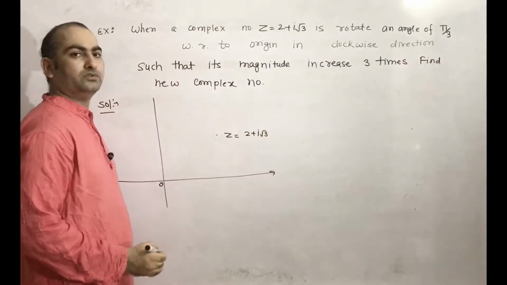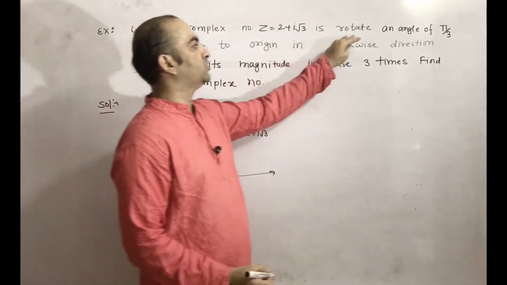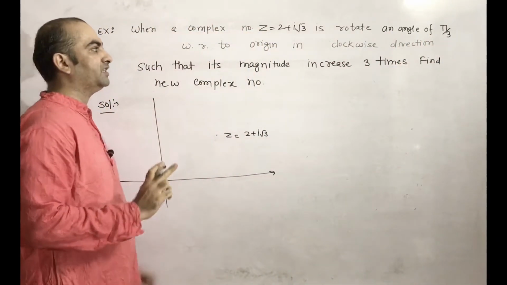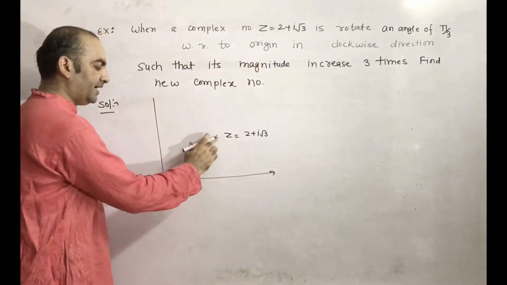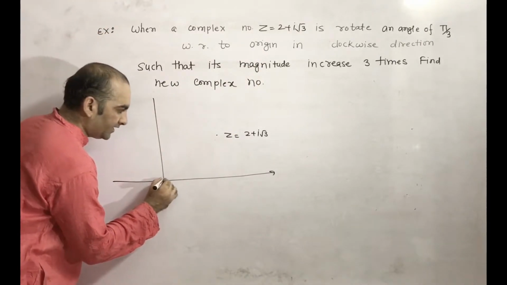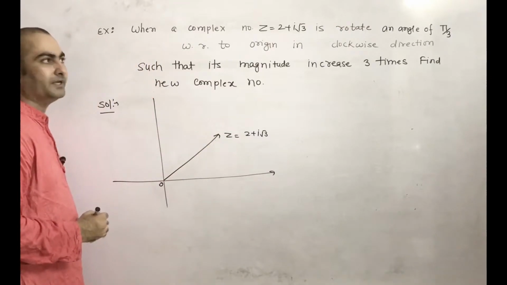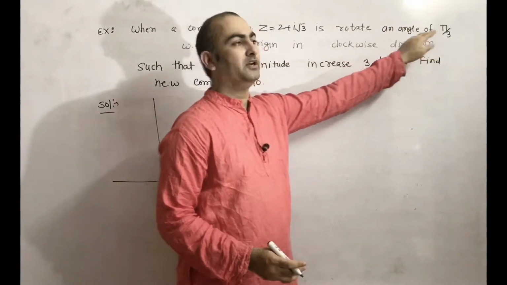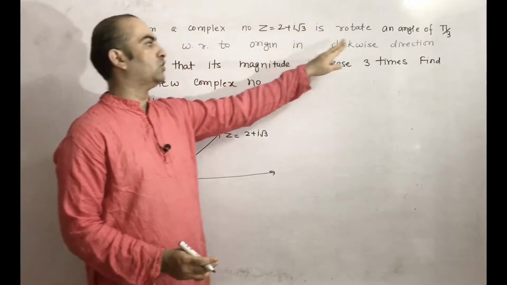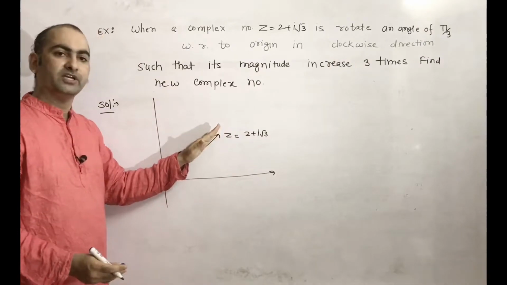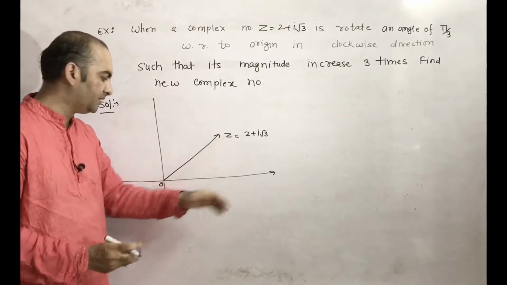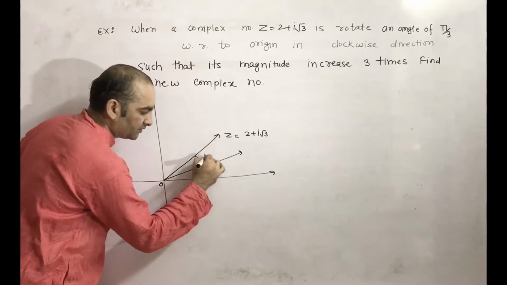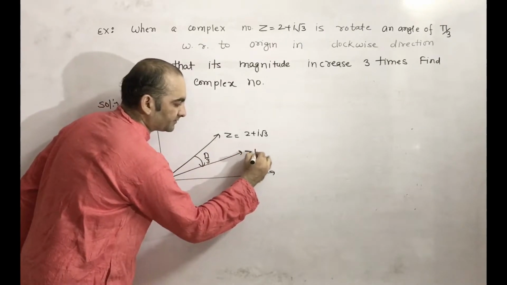Okay, now z equal to 2 plus iota root 3 is rotated at an angle of pi by 3 with respect to origin. So first we will join z and origin, and the direction is towards z. Now it is rotated at an angle of pi by 3 in clockwise direction. That means this will rotate in clockwise direction, so it will come down with the angle pi by 3. Suppose this is coming and this angle is pi by 3. So this is z dash.